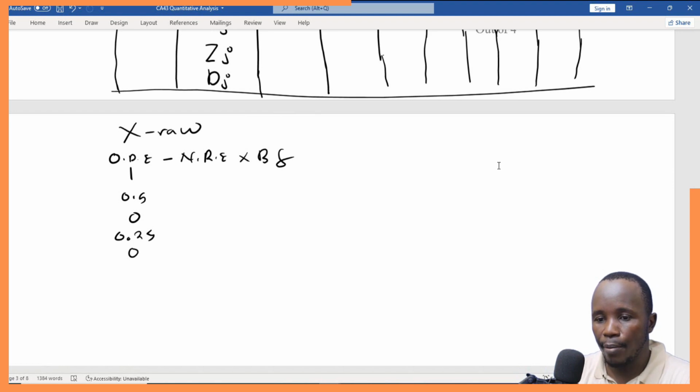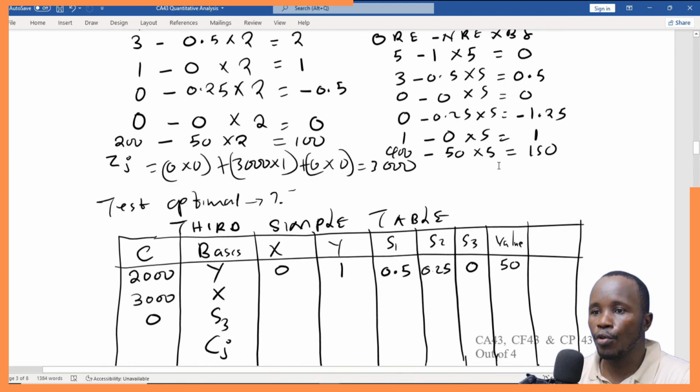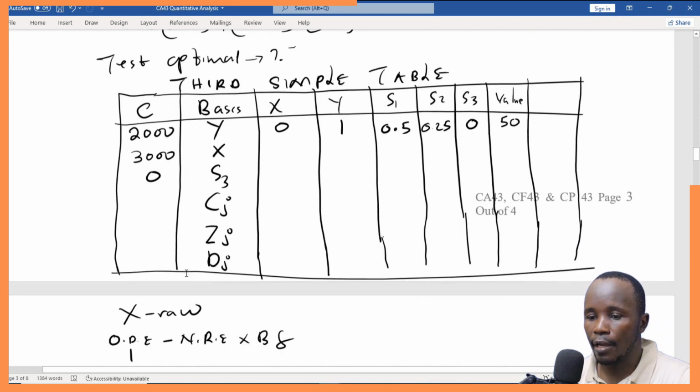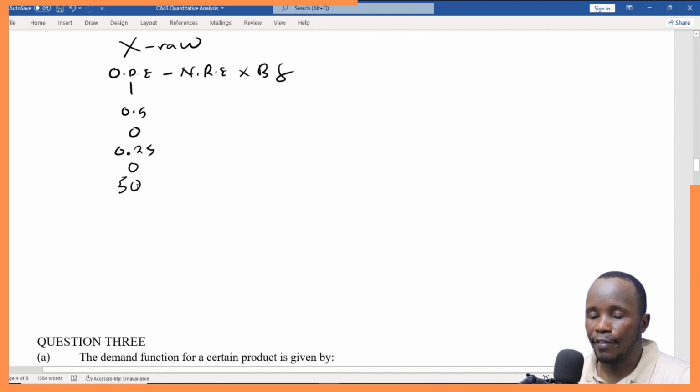I hope it's clear up to that point. I'm only copying the old row elements. The old row elements are found in the second table. We are now in our third table. For X, 1, 0.50, 0.250 and 50. Here, 0.25 and 50.